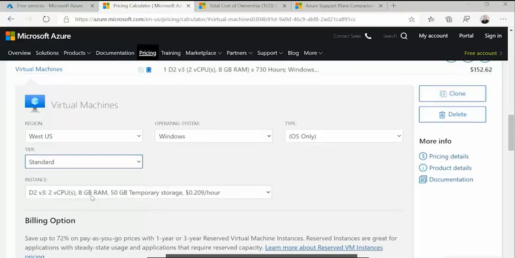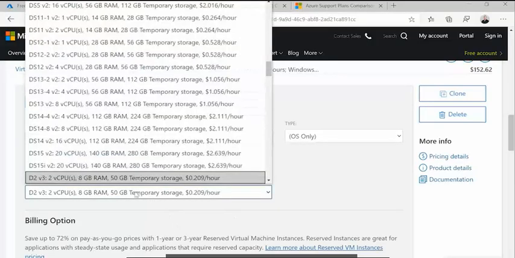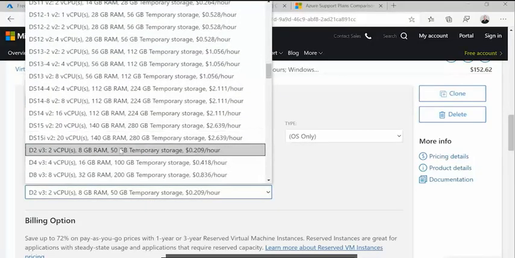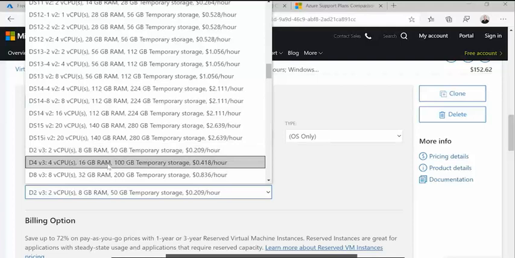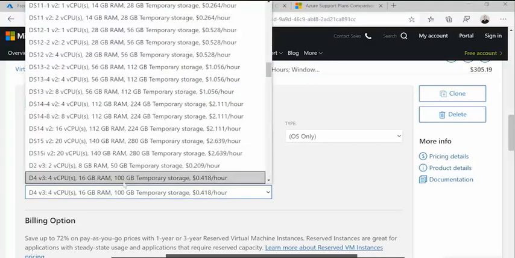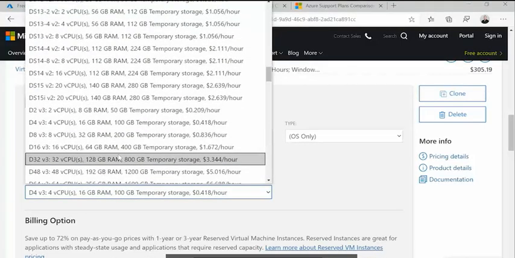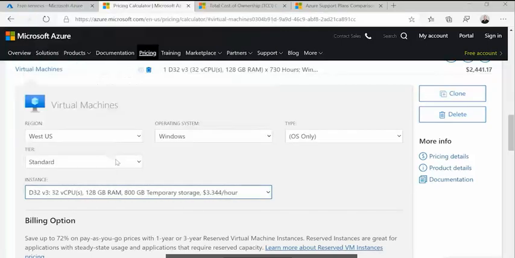Now, the type of machine matters here. So I'm West US, Windows, still $152. I'm a D2 v3, and let me just hop down to a D4, which is the one right below it. That's $300 a month. Let's hop down to D16 or D32 here. $2,000. What's the difference here? How many CPUs? How many gigs of RAM? What type of hardware are you looking at?